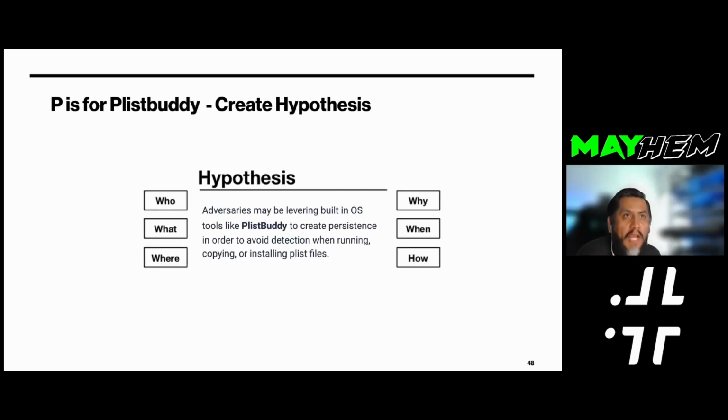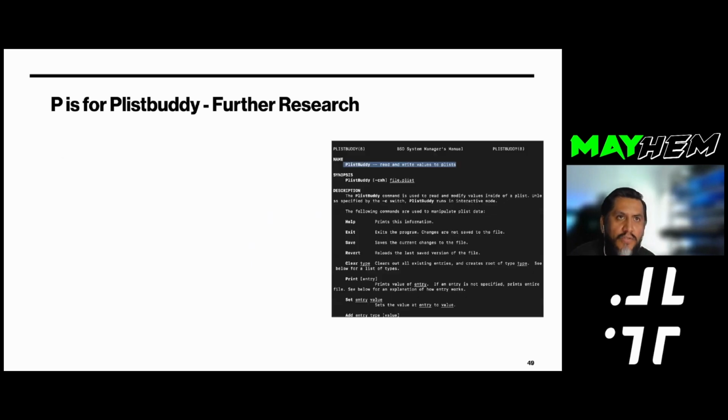So I developed my hypothesis, right? Adversaries might be leveraging built-in operating system tools like plistbuddy to create persistence in order to avoid detection when running, copying, or installing plist files. That was the idea. Well, let's try to go through the process.